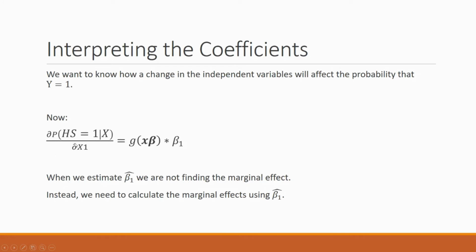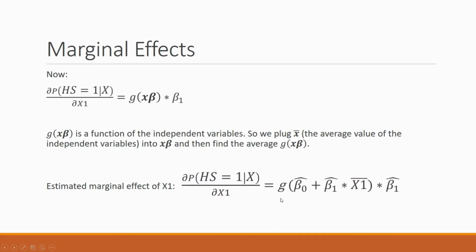All right. So when we estimate a Probit model and we find beta 1 hat, we're not finding the marginal effect, because we don't just need beta 1 hat, we also need this function. So instead we need to calculate the marginal effects using beta 1 hat. How does that work? This lowercase g of x beta is a function of the independent variables. So what we do is we plug the average value of the independent variables into x beta, and then we find the average of this function.